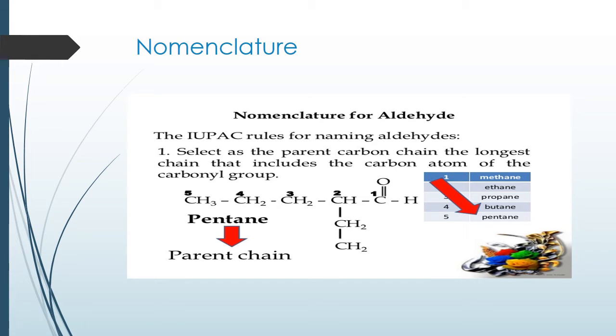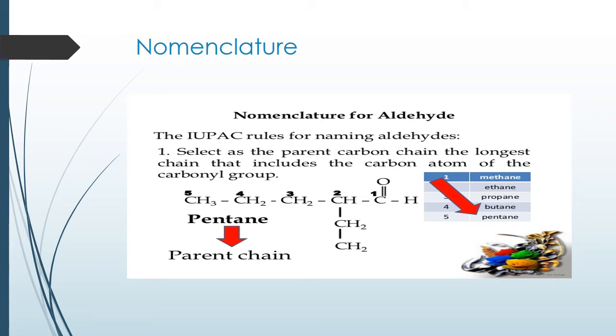Second, check your functional group. Third, assign the lowest possible number to the functional group. Fourth, see how many methyl groups or alkyl groups are present as substituents, and assign them. If more than one substituent is present, you can say di, tri.